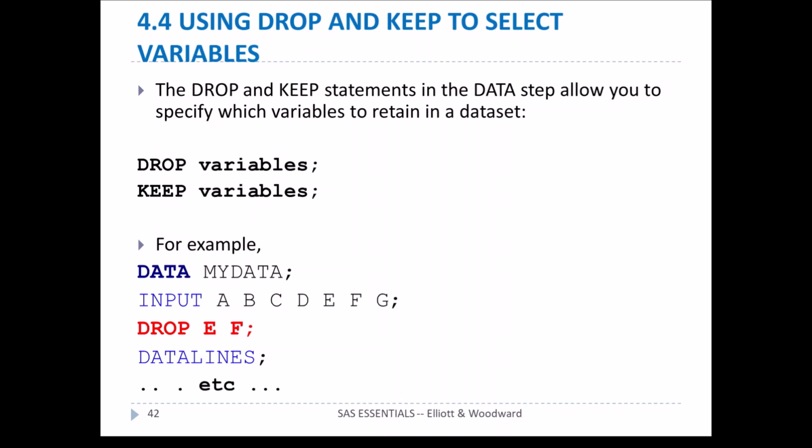So in this simple example here, I'm reading in a data set called my data, and I'm inputting A, B, C, D, E, F, G. Those are variable names. And maybe I have to do that because this is the free-form format. So remember, I have to read in all the variables in free-form format. So I have to read in F and G, but then I drop them because I don't want them in the resulting database. I don't need E and F in the database, so I go ahead and drop them at this point. And so they don't appear in my final data set.